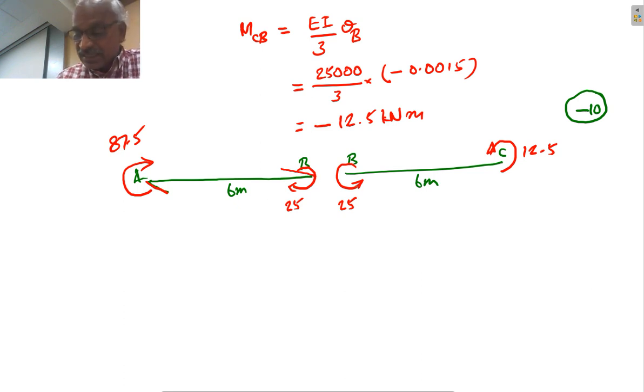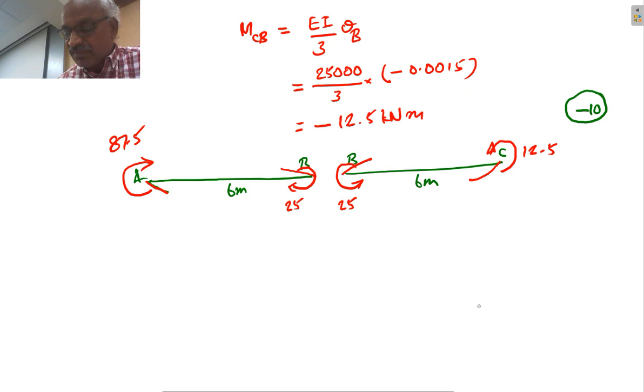And this is again anti-clockwise. This will cause hogging at the top. And this is an anti-clockwise moment, so this will make the beam sag like this. So, tension will be at the bottom. So, this is about the final moments. There is no loading on the beam.